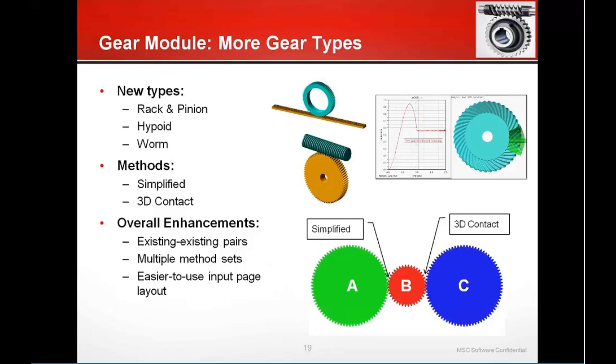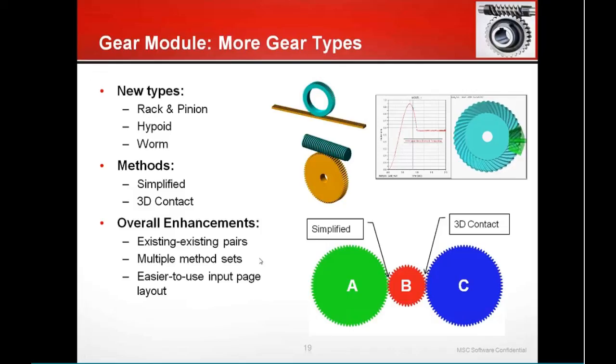We've made some overall enhancements to it, allowing folks to make gear pairs out of 2 existing gears that may be paired up with other things. You can imagine a differential where there's a square of beveled gears connected to each other. We also allow mixing methods within a single gear set, like I'm showing in this ABC diagram here, where A and B have a simplified representation, and B and C have a 3D contact representation. A few users have requested that.